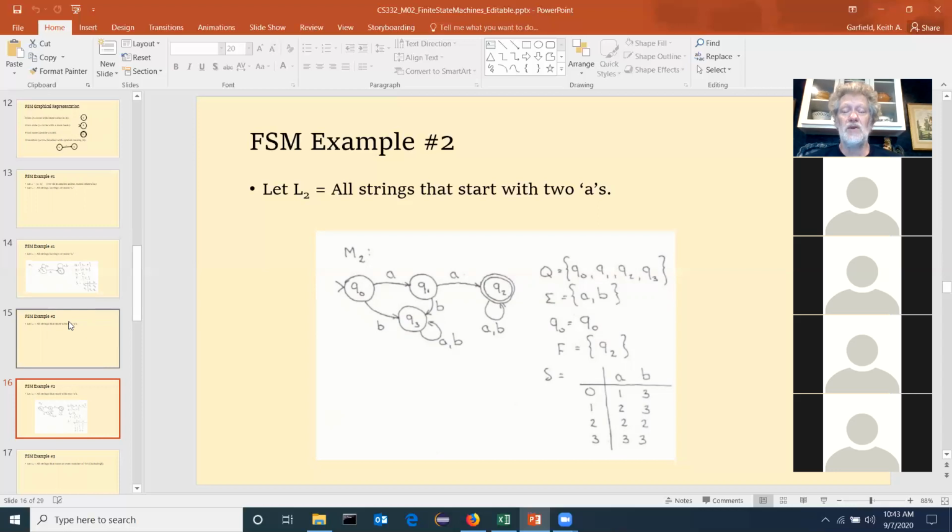Or they'll do it twice. So in Q1, you might see a transition on A to Q2, and then another arrow going from Q1 to Q3 on an A. Well, that's no good because you told me to do two different things if I got an A. It's exactly one. So do that quick check.